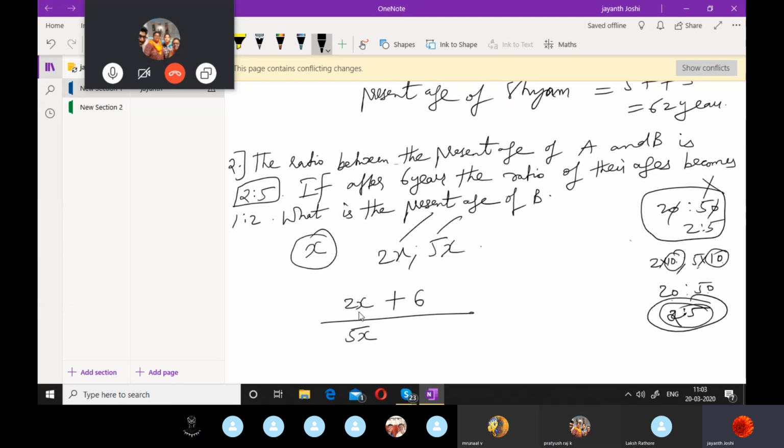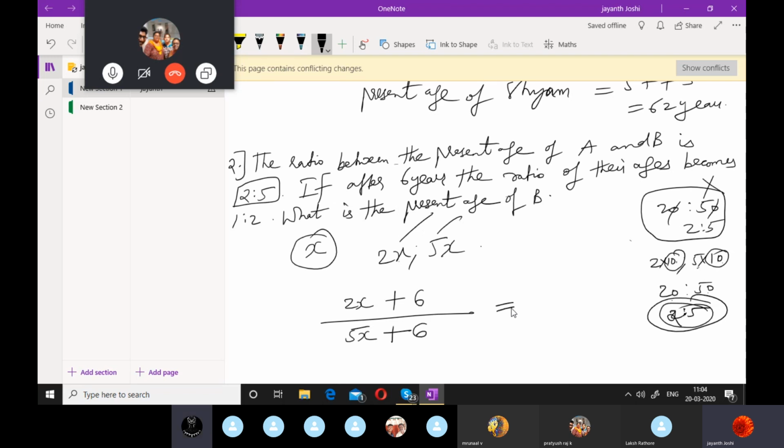Now, after 6 years, that means 2x plus 6. When A's age increases by 6 years, B's age will also increase by 6 years. So we are adding 6 to both of them. So 2x plus 6 is nothing but the age of A after 6 years, and 5x plus 6 is nothing but the age of B after 6 years.